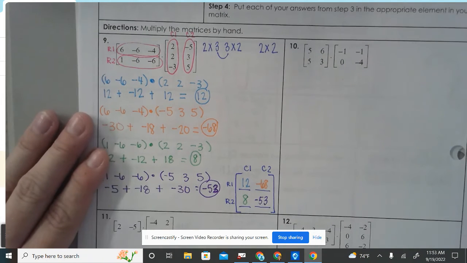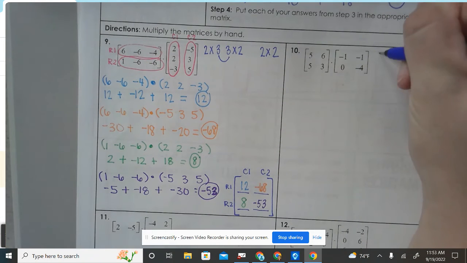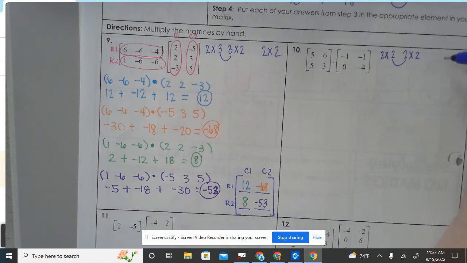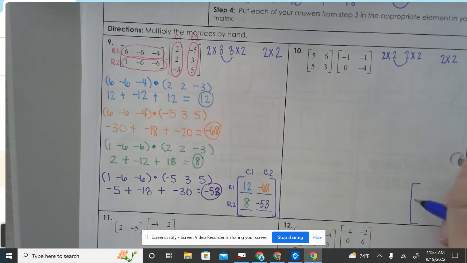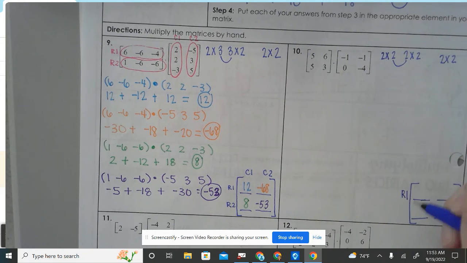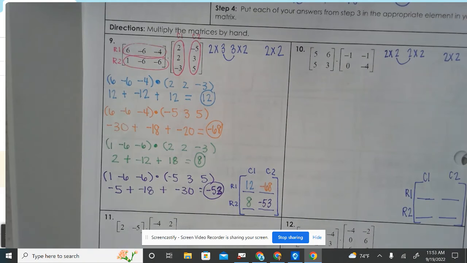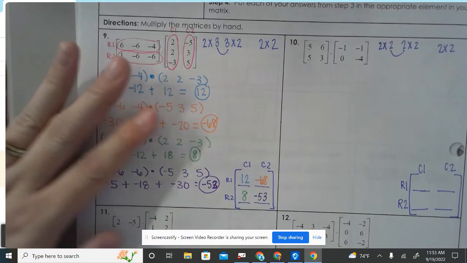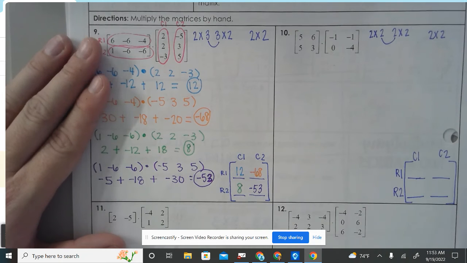Let's go to number 10. Can this one be done? Yes, we have a 2 by 2 and a 2 by 2, and your answer is going to be a 2 by 2. Yep. Notice how I've labeled rows, columns.